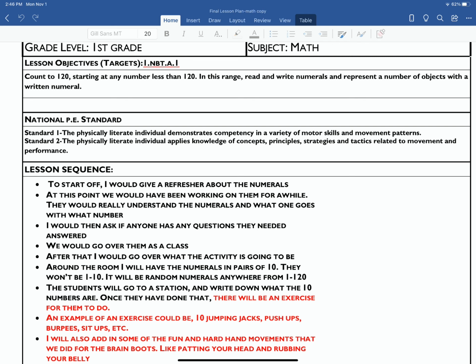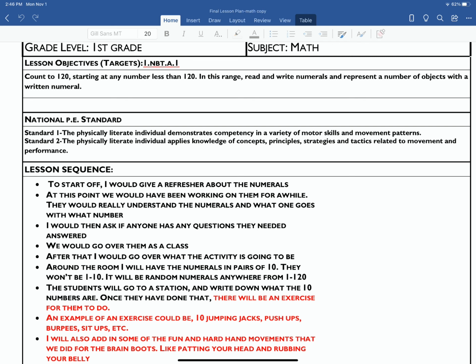I will have numerals in groups of 10. It won't be 1 through 10. It'll be random numerals anywhere from 1 to 120. So you could have 5, 8, 17, 23, and so on, up until there's just 10 numbers there. The students would go from station to station and write down what 10 numerals are on the wall. So they will have a paper and it'll be station 1 through 10, and you'll write down what each one is, with however many stations.